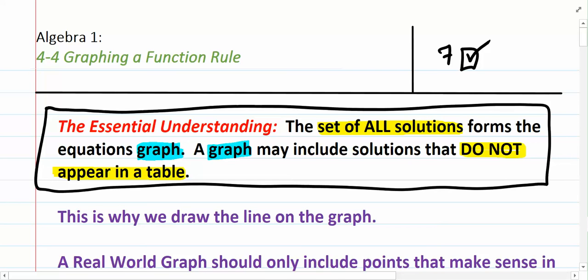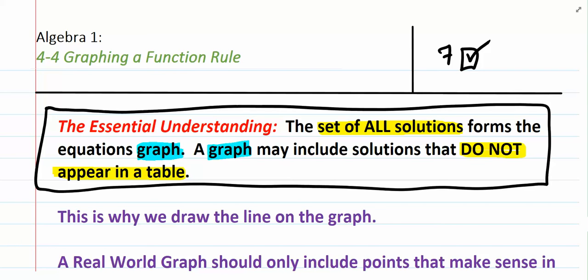Welcome to Zaption Tour 4.4, Graphing a Function Rule. There are 7 boxes. The essential understanding of section 4.4 is this. It says the set of all solutions forms the equation graph. A graph may include solutions that do not appear on a table.